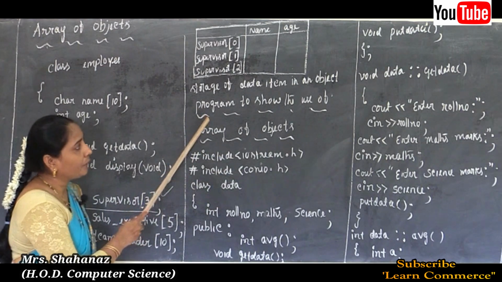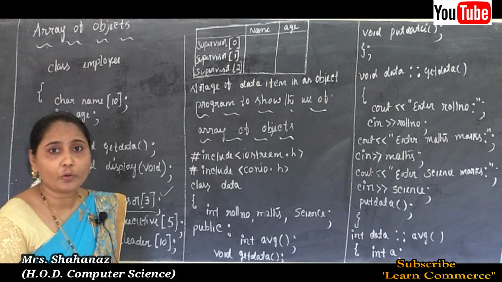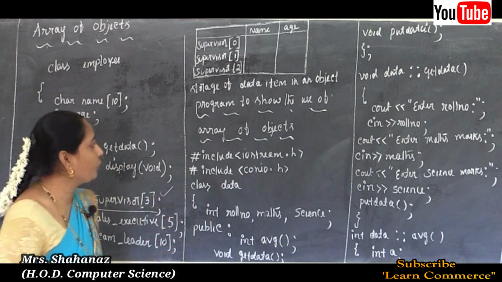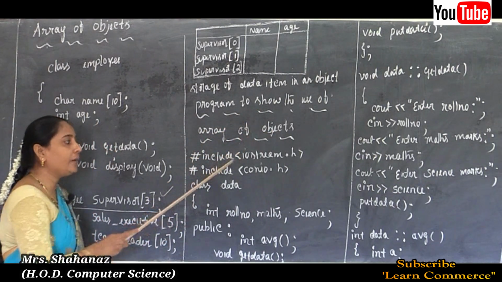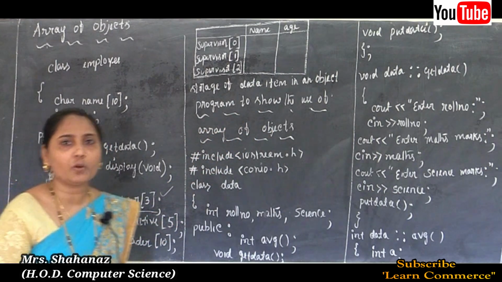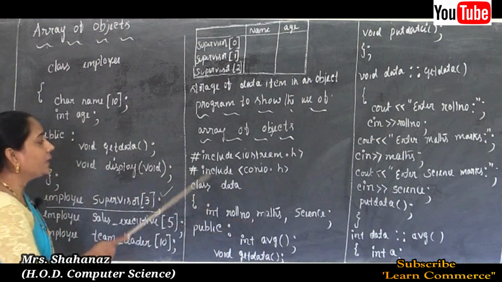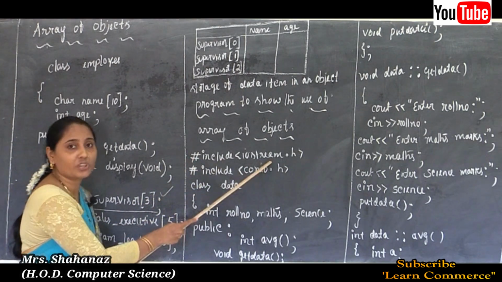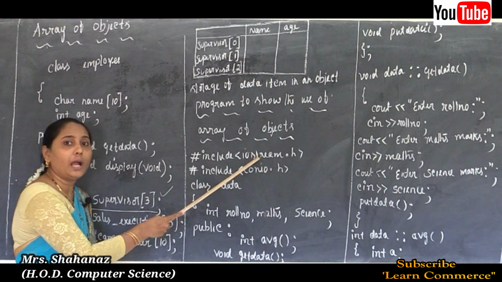The program to show the use of an array of objects. Now we are going to write one program, specially to show the use of the array of objects, and we know that whatever program it is, it starts by using the header file. So the header file we need to take is #include <iostream.h>, for input and output here.